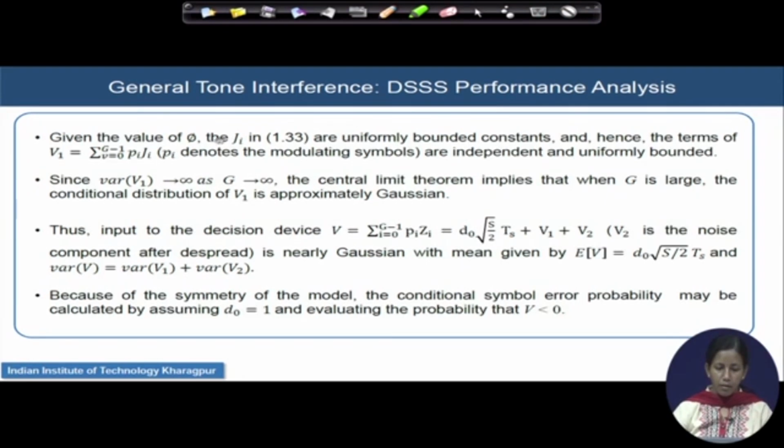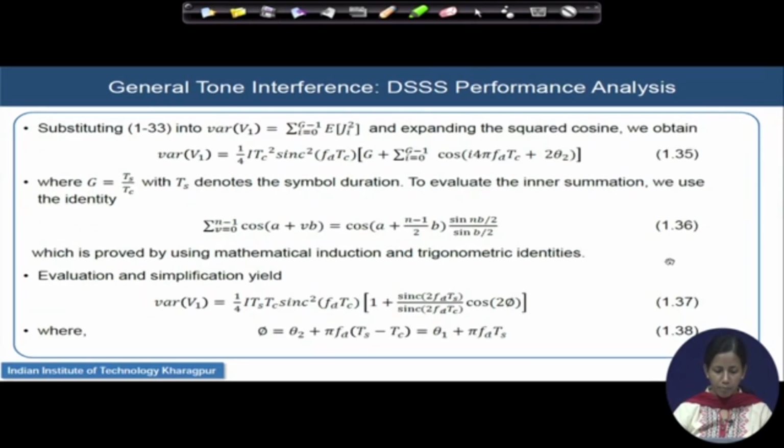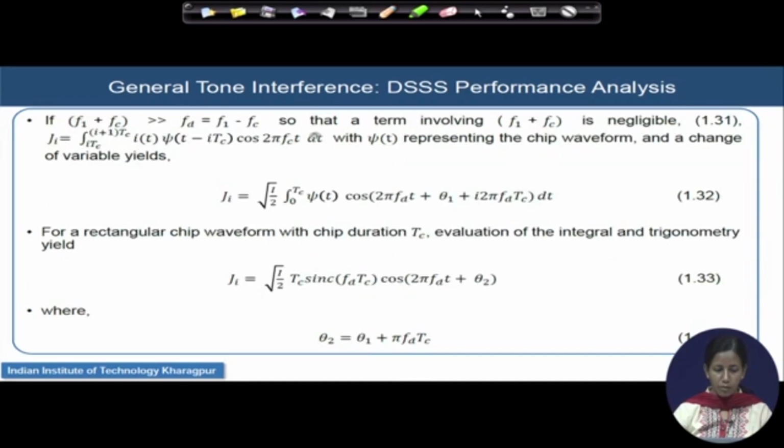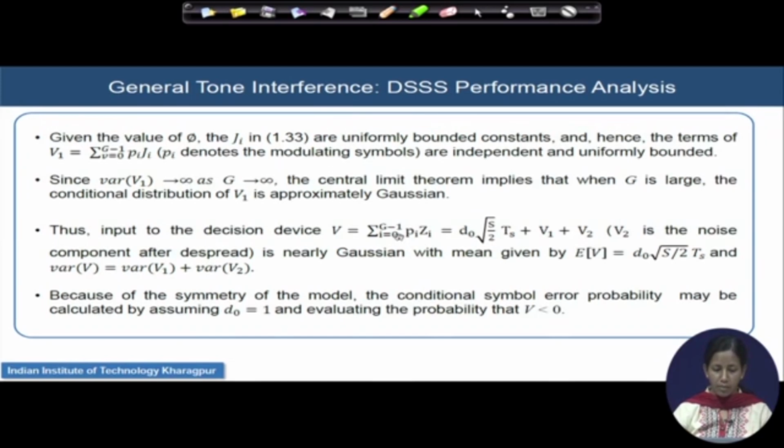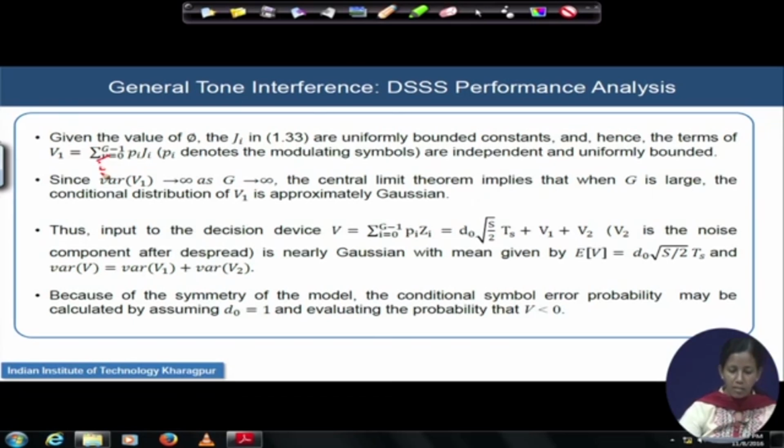Remember, if I give you the value of this phi, then the value of the Zi, the value of this Ji given by this equation, 1.32 or 1.33 wherever you go, this is bounded. This is a uniformly bounded constant. All the Gi's are uniformly bounded constants. Hence, whenever we are computing this Vi, multiplying with the Pi and adding up over the I number of samples, where I is varying from 0 to G minus 1, they are independent and uniformly bounded. They will also be uniformly bounded because the property says so.